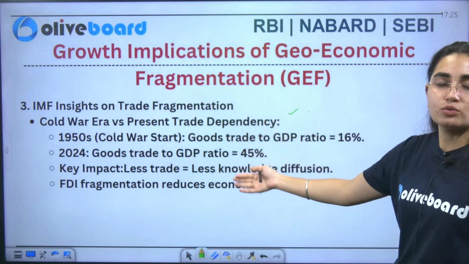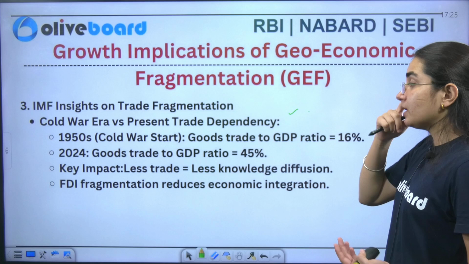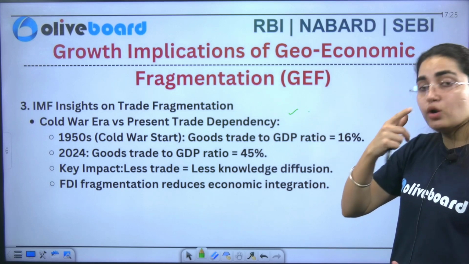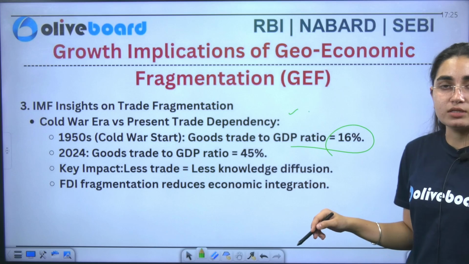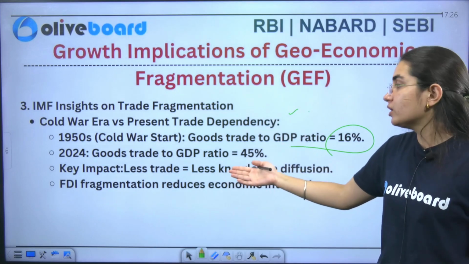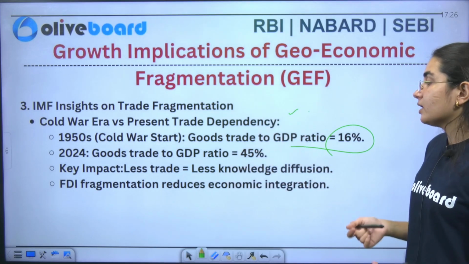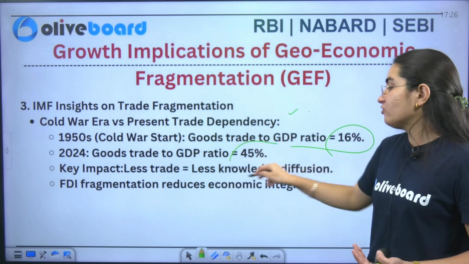What can be the solution? What can be the situation here? Similarly, if I talk about the 1950s, that was the start of the Cold War. The goods trade to GDP ratio was just 16%, and if I compare it with 2024, you can see that goods trade to GDP is 45% here.